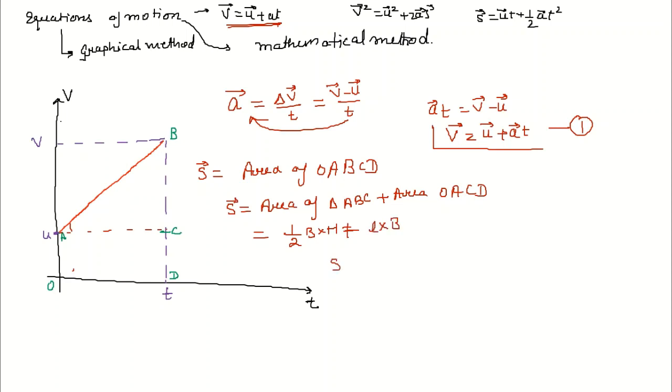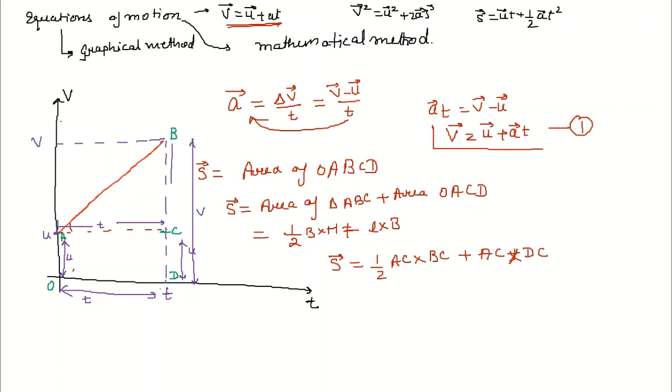Now what is half into base into height? In triangle ABC, the base is AC and the height is BC. Coming to length into breadth, the length is AC and the breadth is DC. Let me write the values which I have taken here. This is u, so this will also be u. This is t, so this will also be t. This is the total, v.